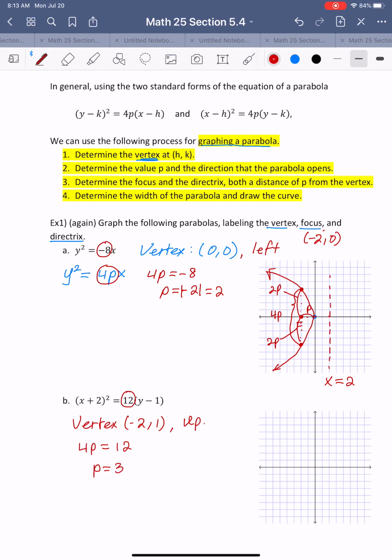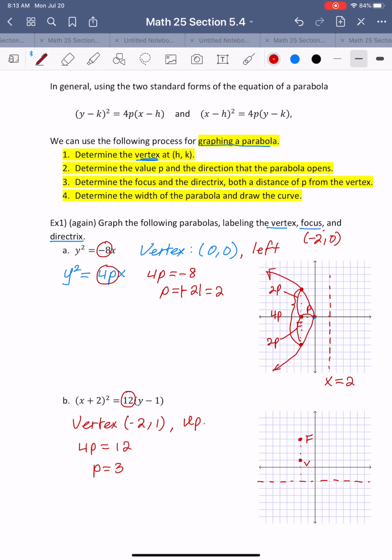So from the (-2, 1), which is right here, so this is the vertex, right? You need to go up to get to the focus, okay? So 1, 2, 3 right here. So this is the focus. And then go down from the vertex 3 units, so 1, 2, 3, and then this becomes the directrix.